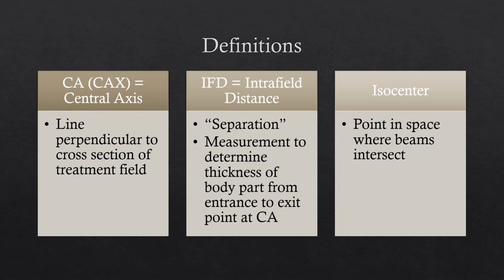Okay. Here are the definitions that I already presented in the previous slides, which are the CA, or the central axis, which is a line perpendicular to the cross section of the treatment field. Intrafield distance, or IFD, which is the measurement to determine the thickness of the body part from the entrance to the exit point at the central axis. Isocenter, which is the point in space where the beams intersect.